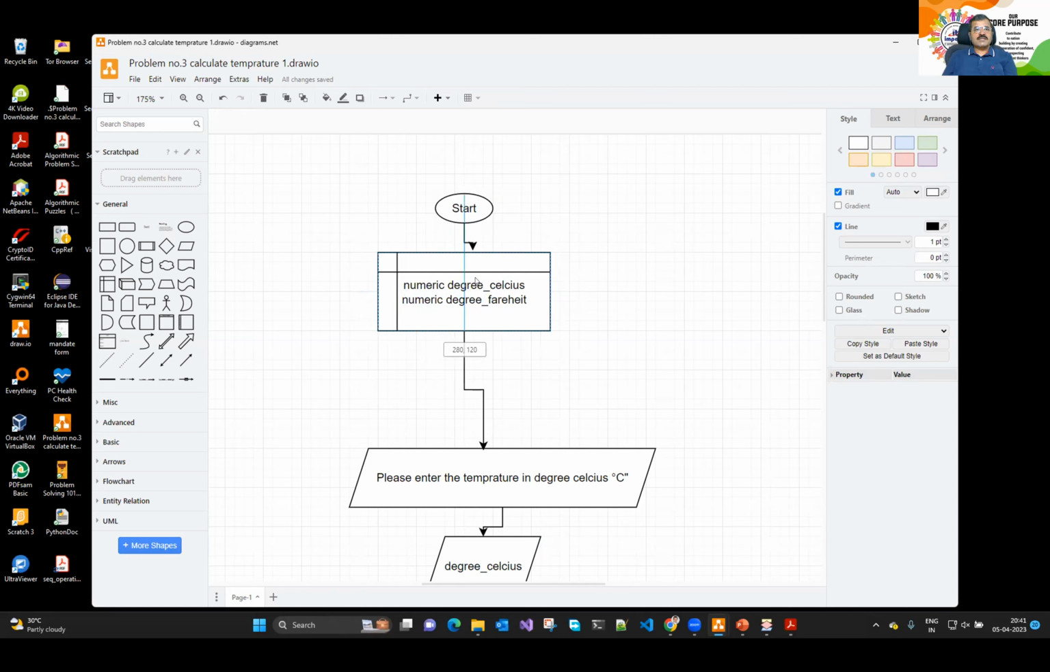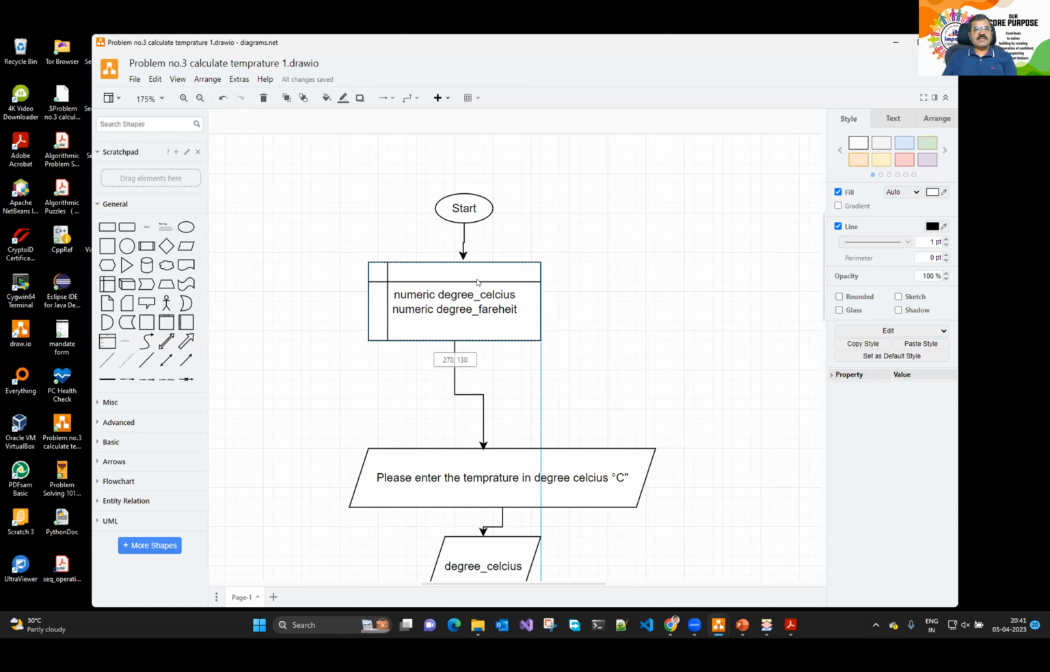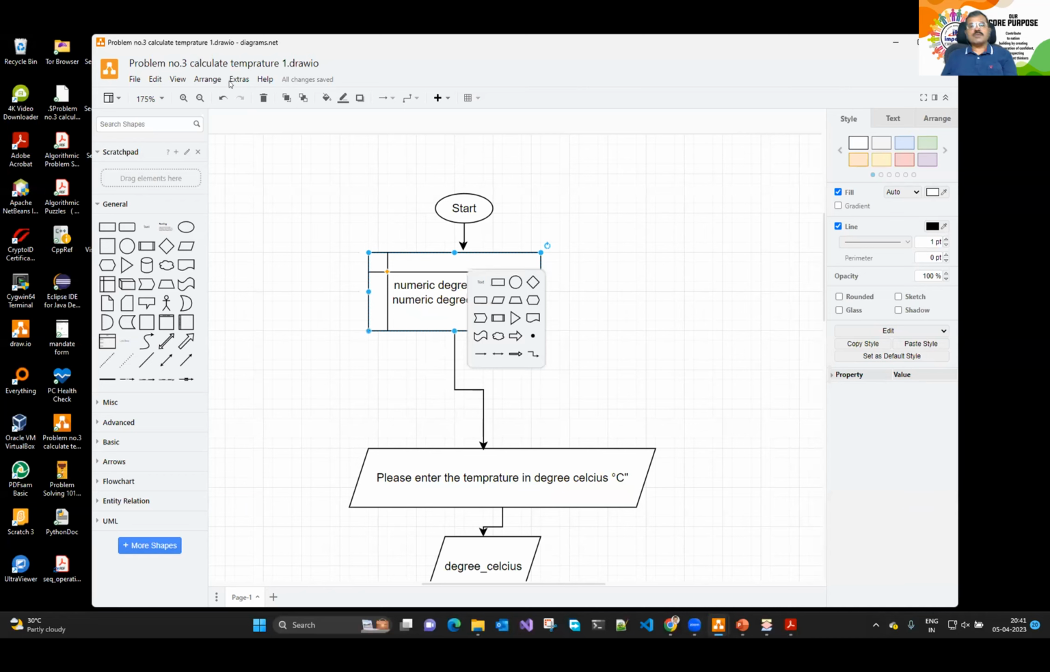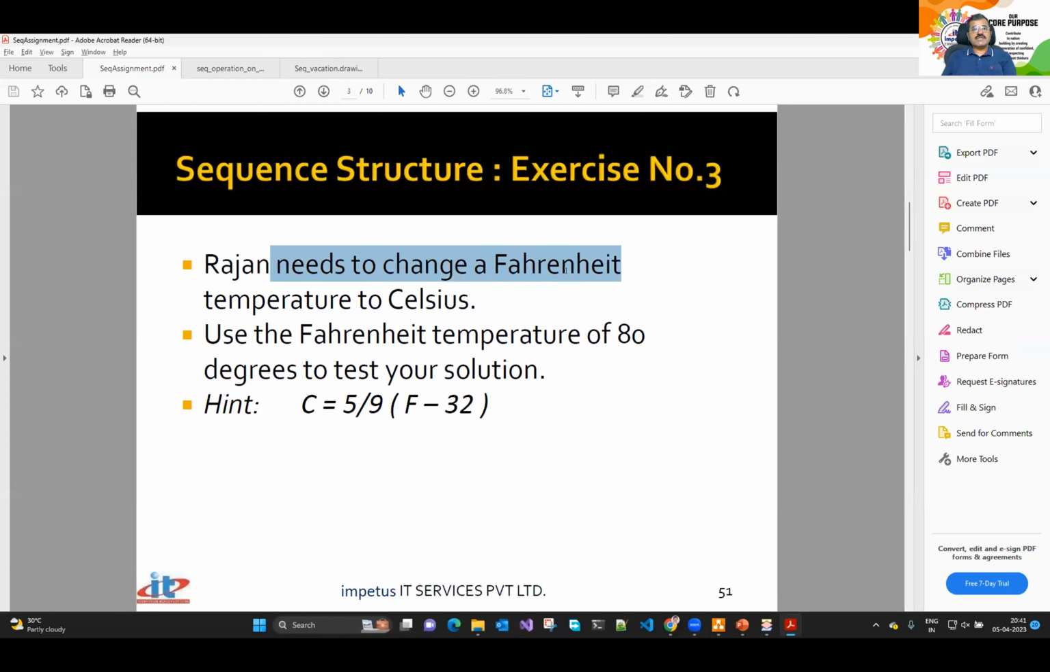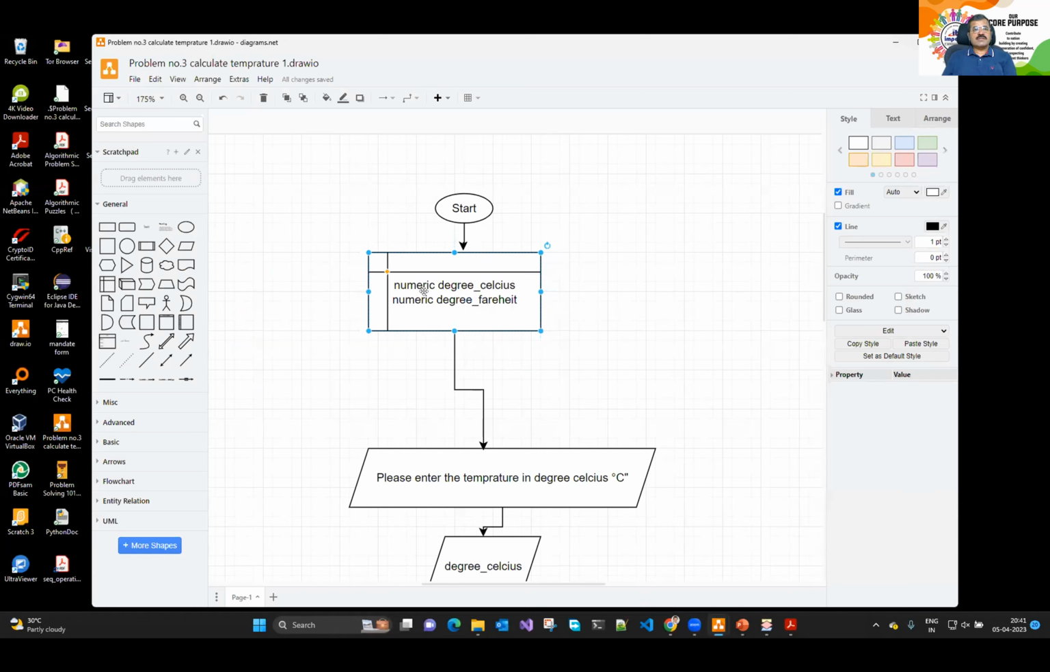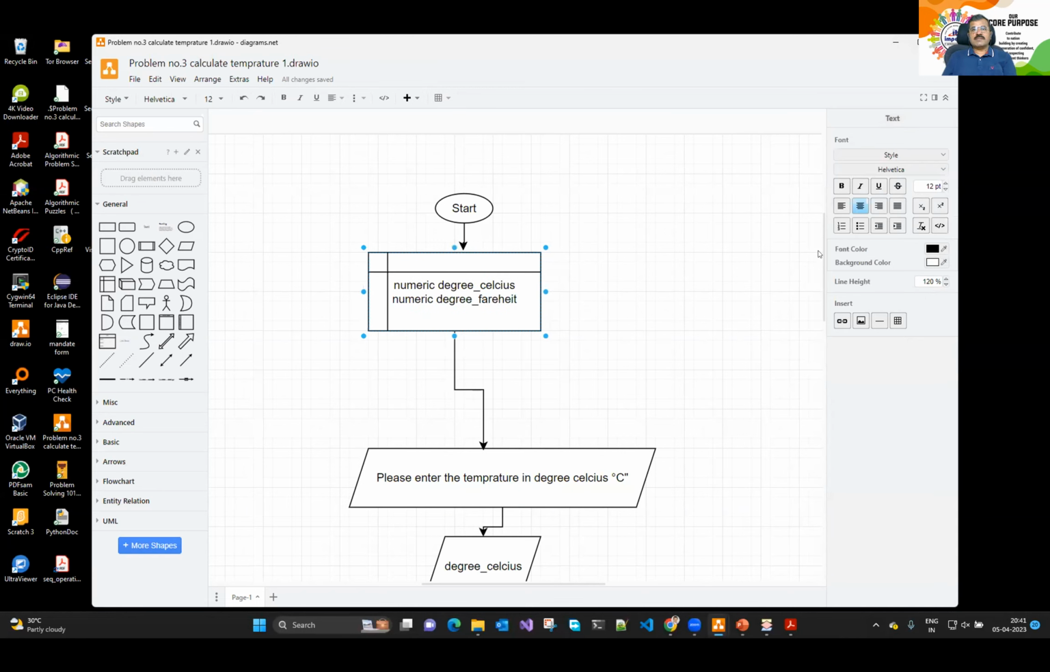So now she has defined some variables. How many variables is she defining? Two. Look at the problem statement. The problem statement also does not require you to have too many variables. It is very clear. It says Rajan needs to change Fahrenheit temperature to degree Celsius. So that means we have input in Fahrenheit and we would like to convert it to degree Celsius. That's very obvious. So she has two variables, numeric degree Celsius and numeric degree Fahrenheit. That sounds good.